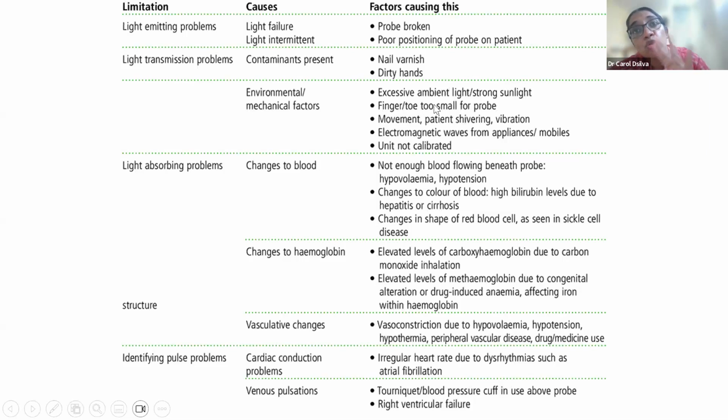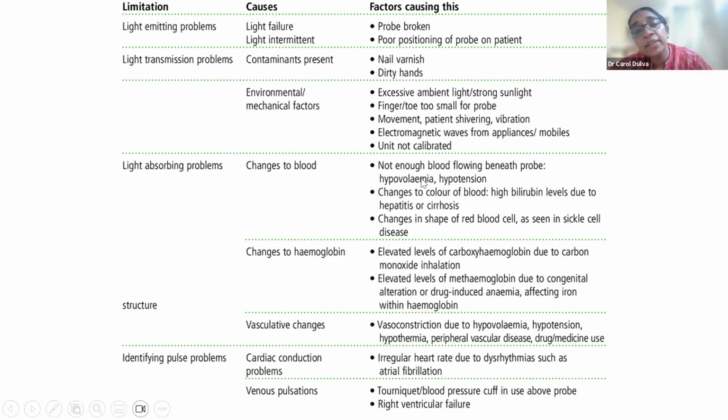Okay, any sort of movement artifacts, if your patient is shivering, the patient's finger should be absolutely still within that pulse ox. Even if there's a slight amount of movement artifact or some other interference from nearby devices, you may not get a correct waveform and a correct reading. This is an important point to note for you all.